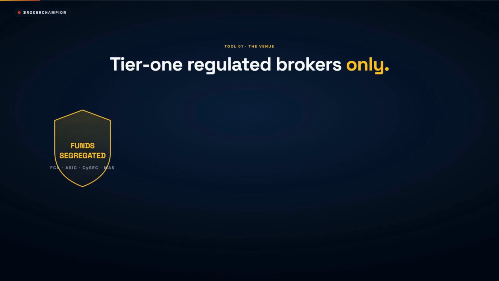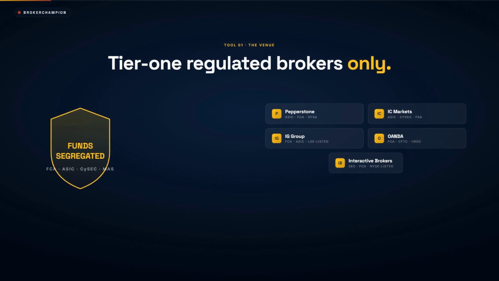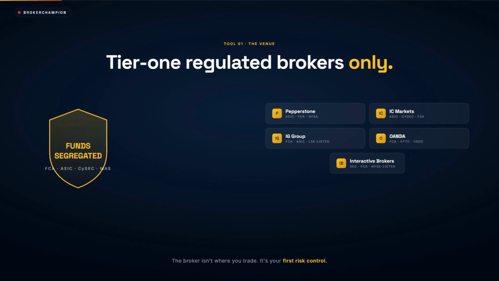Tier 1 regulated venues only. Pepperstone, IC Markets, IG, OANDA, Interactive Brokers. The broker isn't just where you execute, it's your first risk control. If client funds aren't segregated under a real regulator, every other tool you bolt on top is decorative. That's why the broker counts as a tool, not a backdrop.